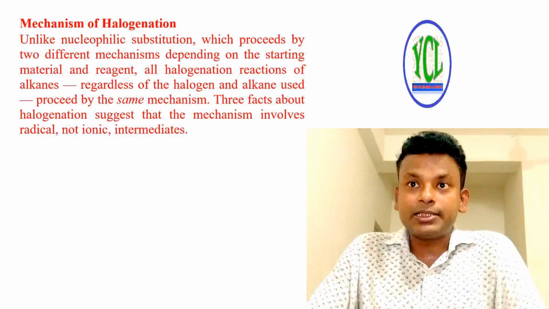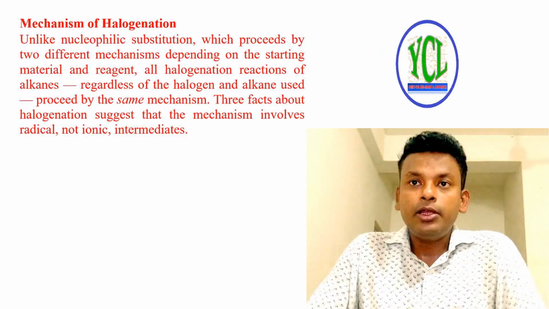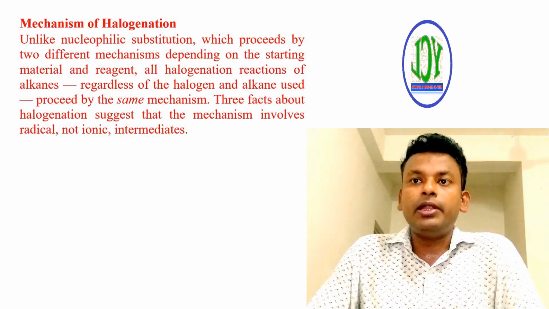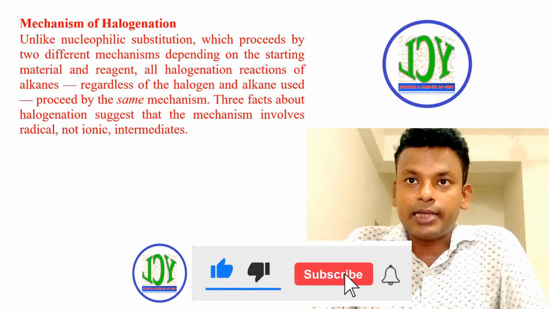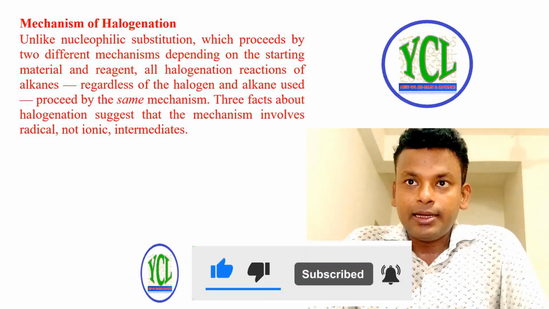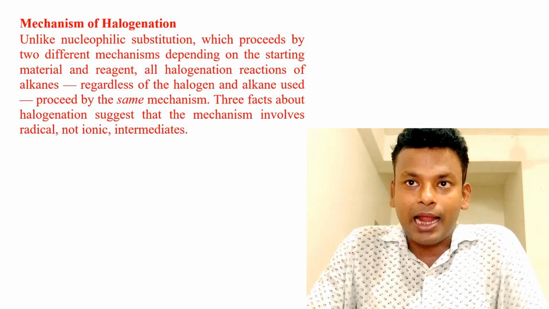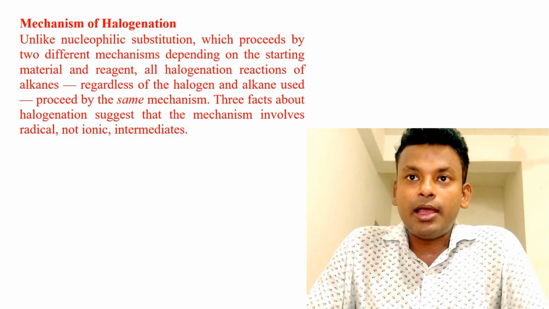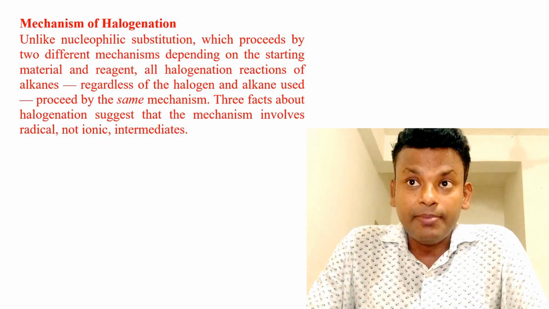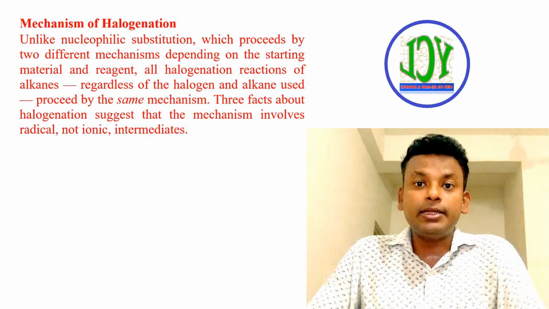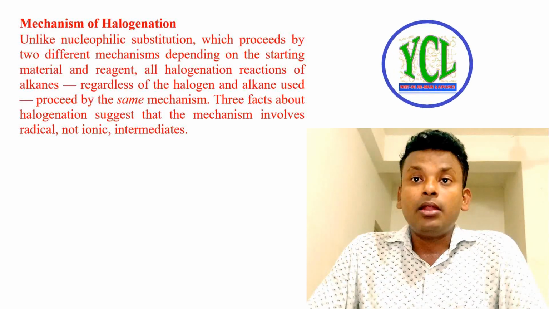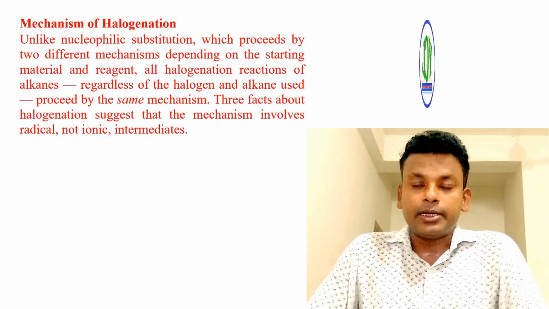Unlike nucleophilic substitution, which proceeds by two different mechanisms depending on starting material and reagent, all halogenation reactions of alkanes, regardless of the halogen and alkane used, proceed by the same mechanism. Three facts about halogenation suggest that the mechanism involves a radical, not an ionic, intermediate.